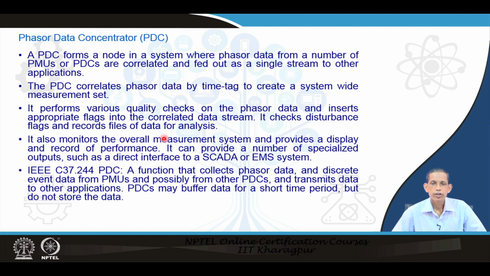The PDC performs various quality checks on phasor data and inserts appropriate flags into the correlated data stream. It checks disturbance flags and records field data for analysis. It also monitors the overall measurement system and provides a display of recorded performance, and it also integrates SCADA data for energy management system applications. There is also a standard for PDC: C37.244 from the IEEE, a function that collects phasor data and discrete event data from PMUs and possibly from other PDCs, and transmits data to other applications.